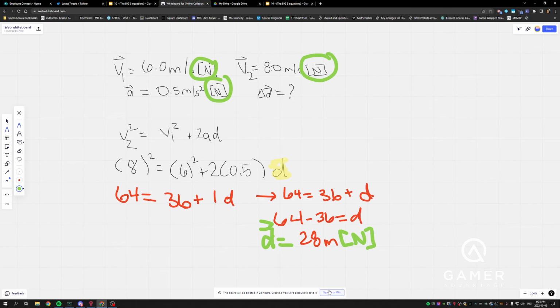Okay. So that's the first practice problem in that set. Hopefully this helped. I will post the next ones really shortly.